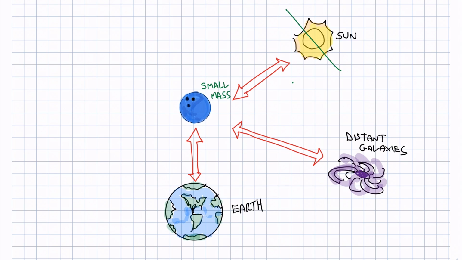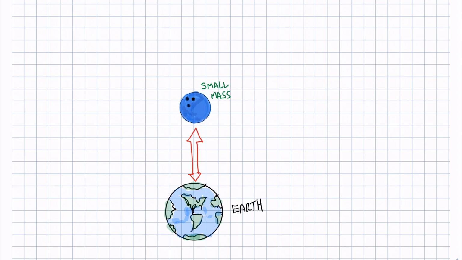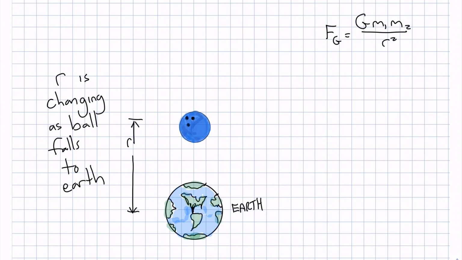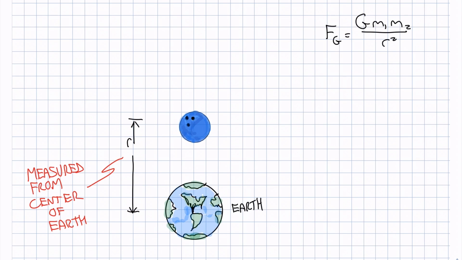As for the sun and for distant galaxies, the distances once again are so vast that we can neglect the gravitational attraction. And that leaves us with the Earth, which we can't neglect. Now, based on Newton's theory of gravity, we'll measure the distance between the two objects as the distance from the center of the Earth to the center of the bowling ball.